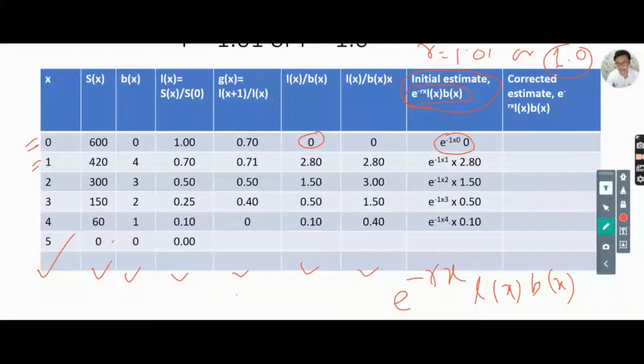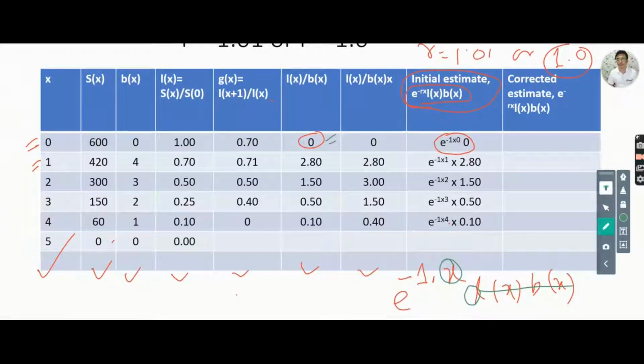Okay, so you can see r, this r is 1, this r is 1, right? This r is 1, so we can write here minus 1. Now x is 0, right? Here you can write 0. So it is minus 1 into 0. And lx bx is also 0. This part is also 0, because lx bx is 0.